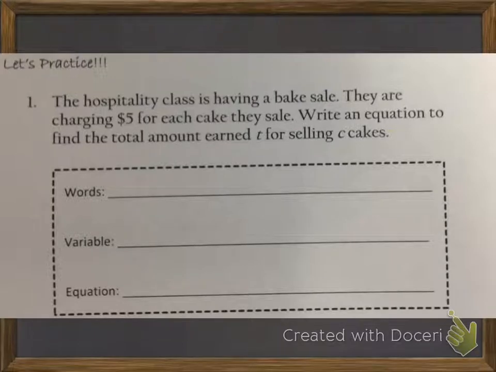So let's practice. The hospitality class is having a bake sale. They are charging $5 for each cake. Write an equation to find the total amount earned T for selling C cakes. So we want to first put it in words and say that the total earned equals 5 times the number of cakes sold. And it's 5 times because each cake is worth $5.